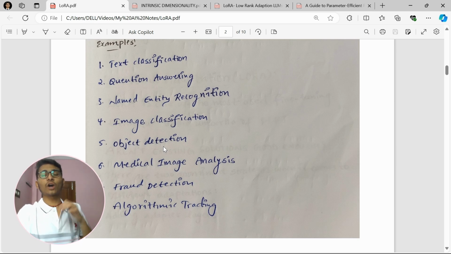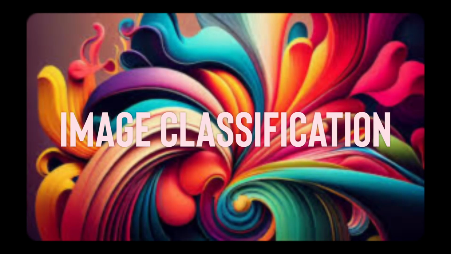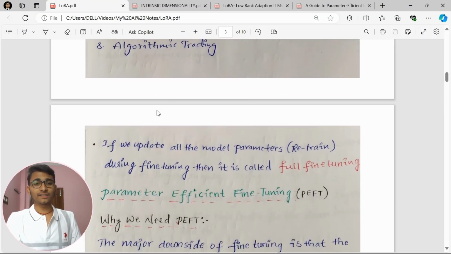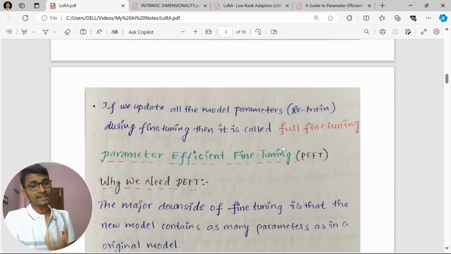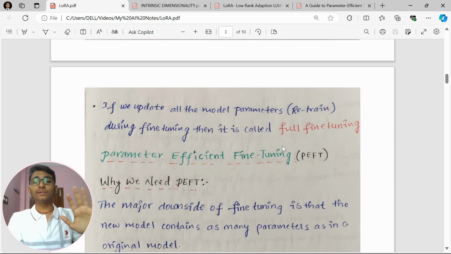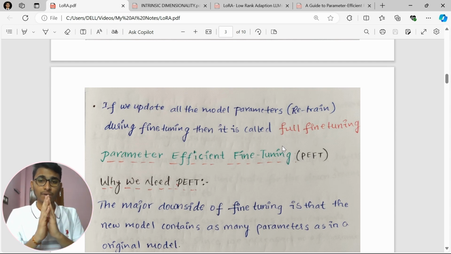Now let's understand what is full fine tuning. Let us suppose we want our model to be an expert in image classification. You have prepared the data set, and now you retrain all the model parameters. If you retrain all the model parameters with this image classification data set, that is known as full fine tuning, meaning updating all the weights.